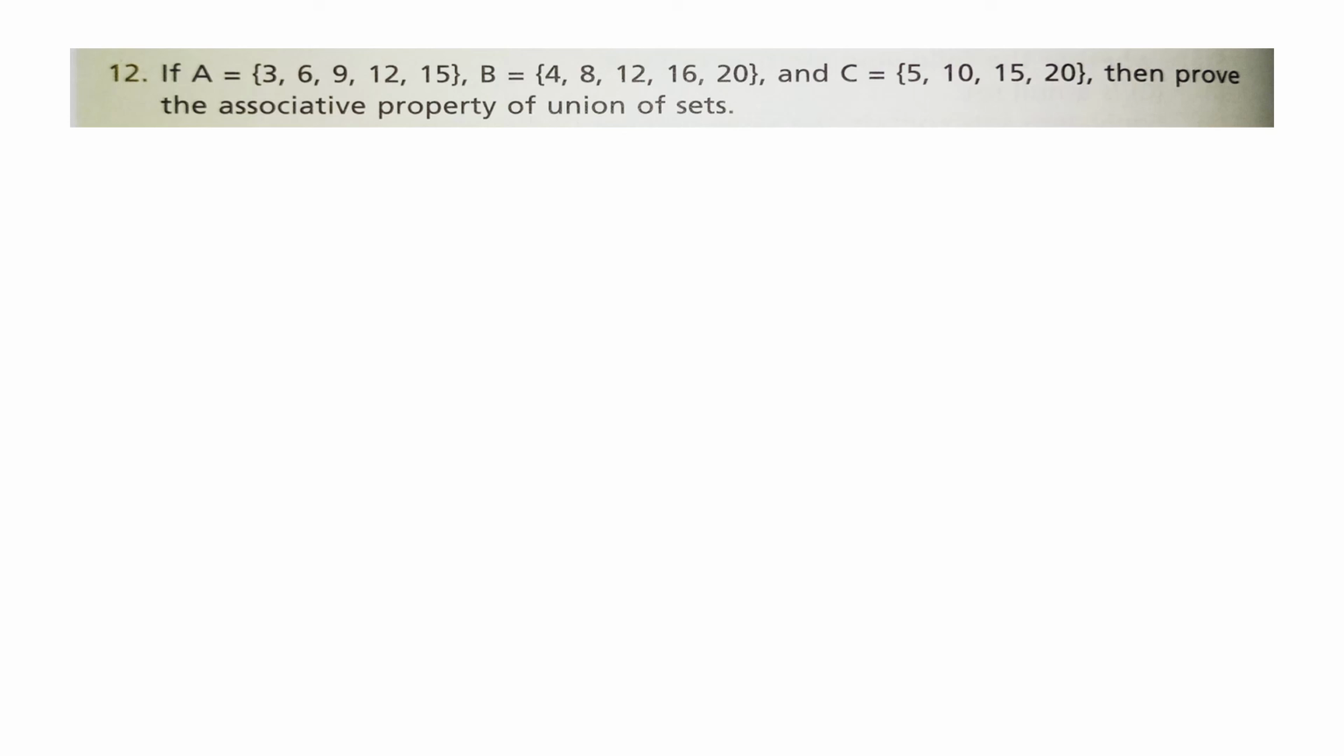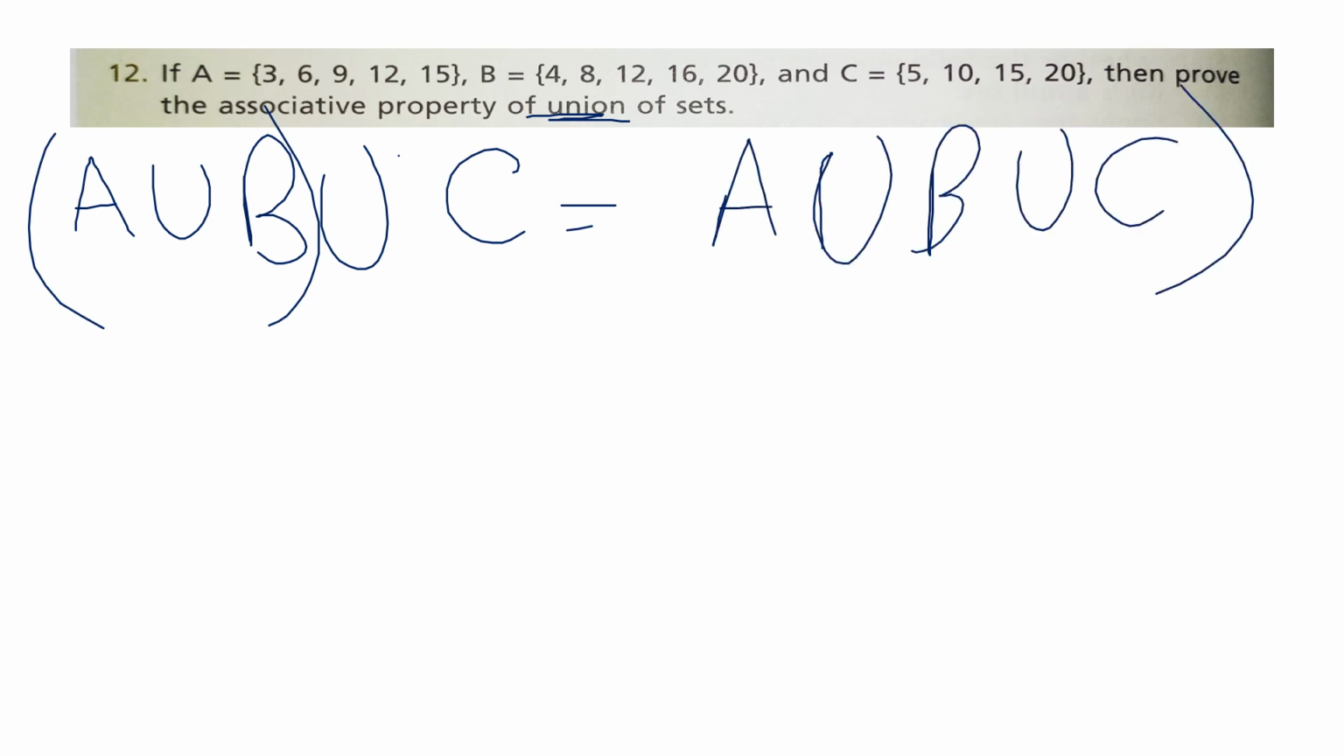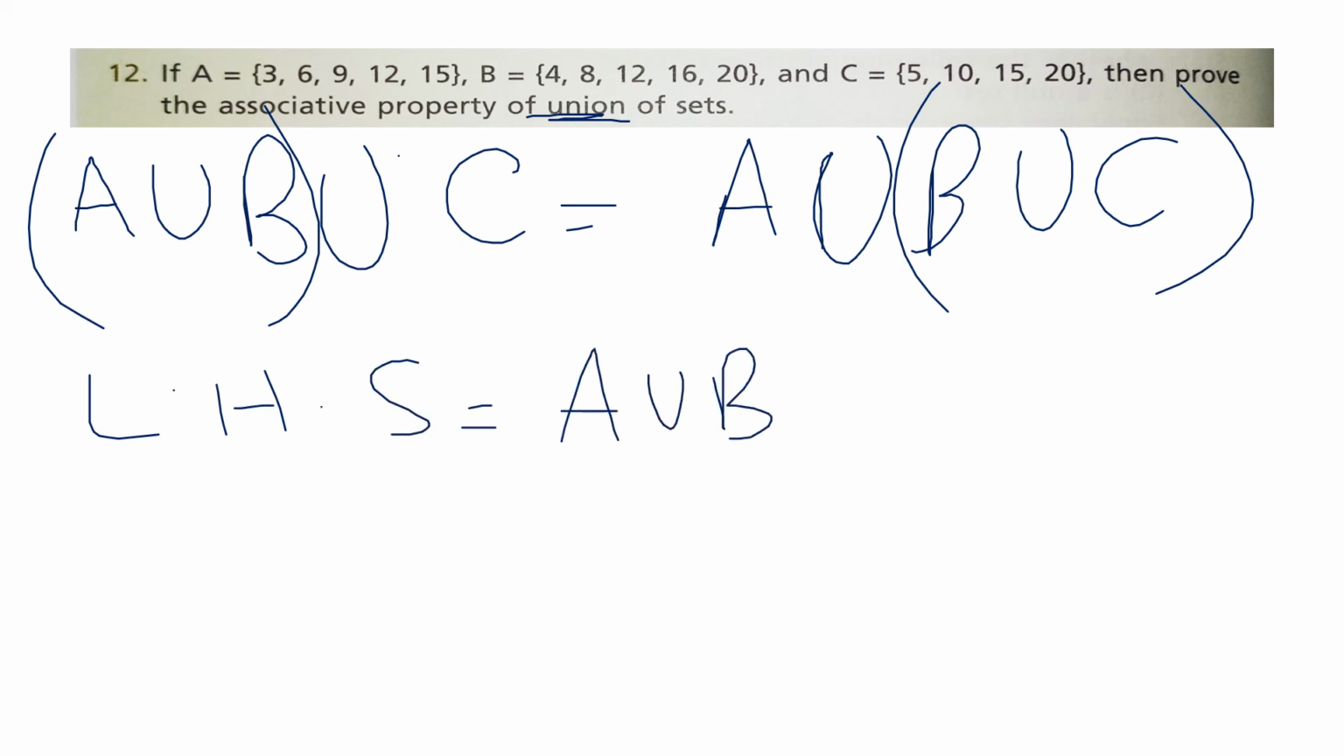Then how do we solve the associative property of union of sets? Three sets are given, and you have to find the associative property of union. So A union B union C is equal to A union B union C. This is the associative property and you have to solve it by yourself. First you will take the left hand side. I will solve the left hand side and you have to solve the right hand side by yourself, because first we solve the bracket. So first you will solve A and B.